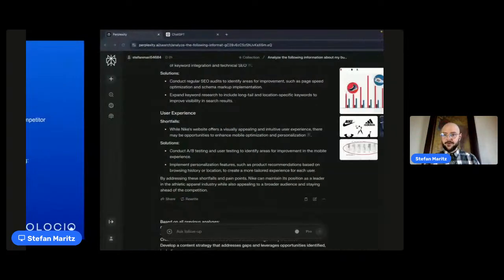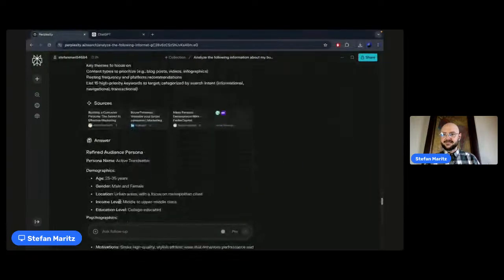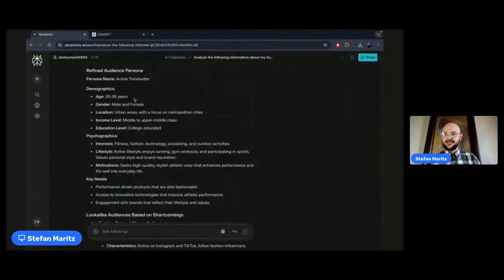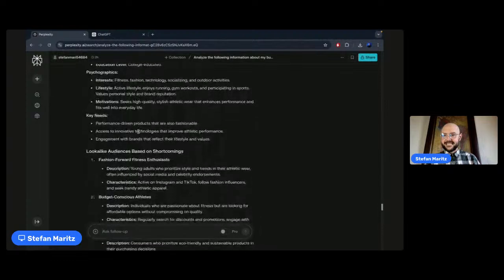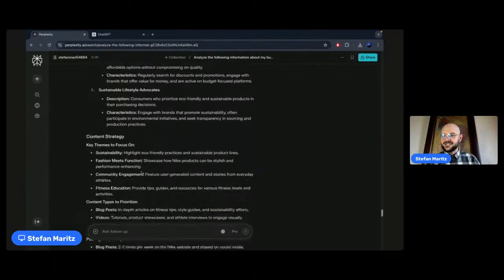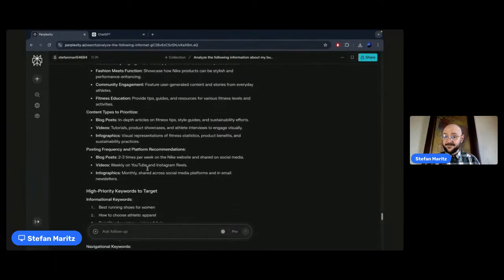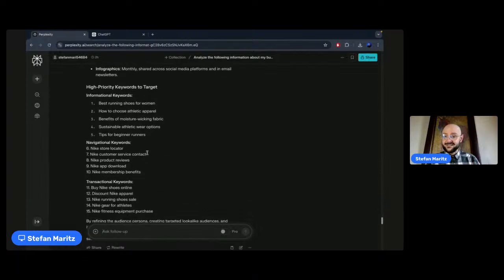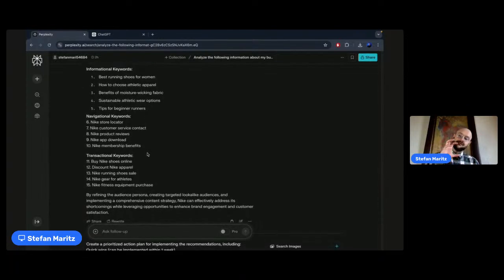So prompt, and here we go. We find audience persona, active trendsetter, that's your demographic, psychographics, key needs, and here are your lookalike audiences for Nike. Fashion forward fitness, a budget conscious athlete or sustainable lifestyle advocates, and this is a description of each. We've got a content strategy, high priority keywords to target, and here you've got your practical means of the content you are required, the content that is required to target your audience more effectively and more optimally.